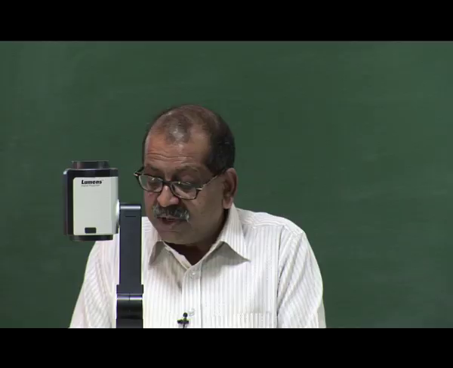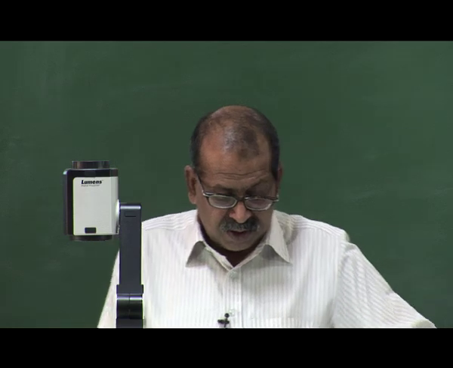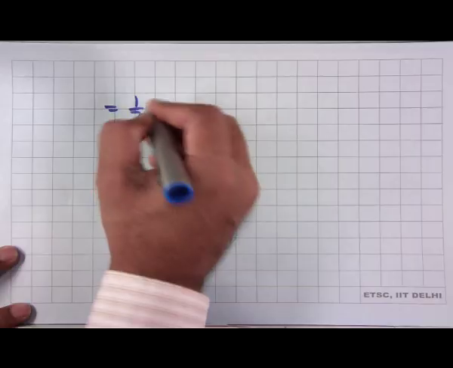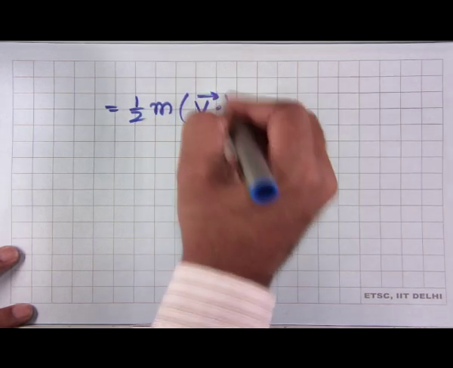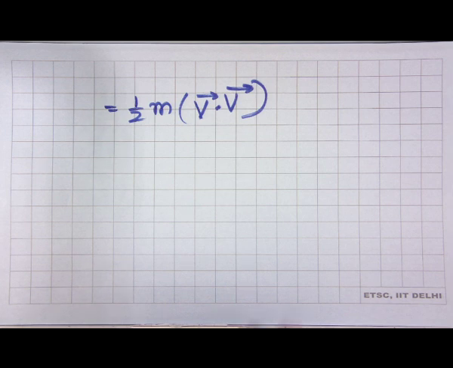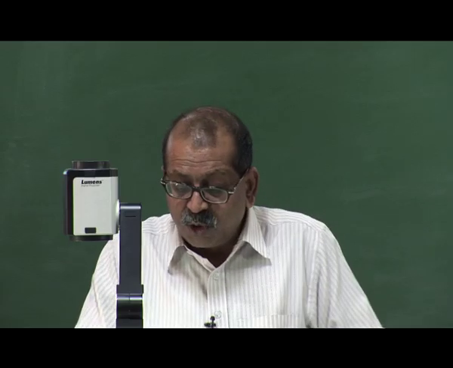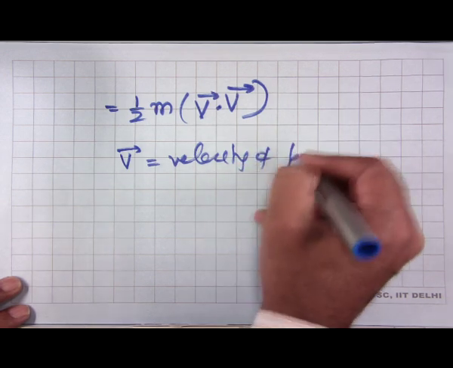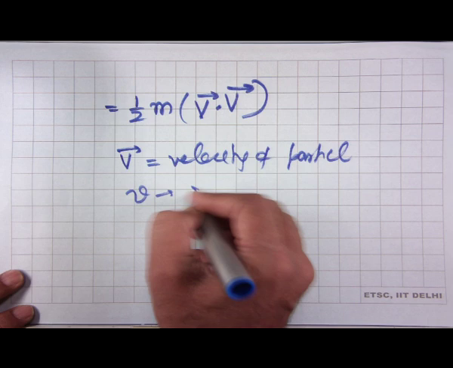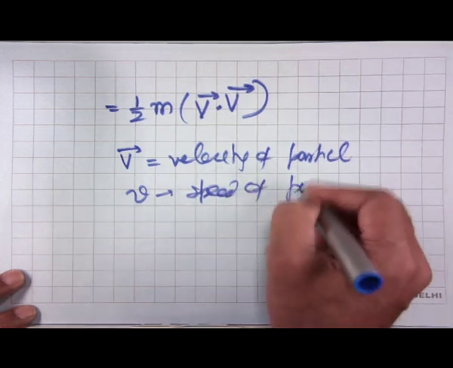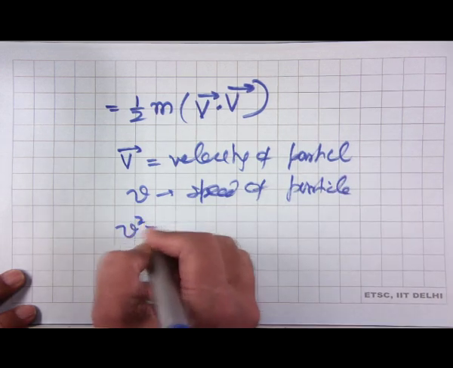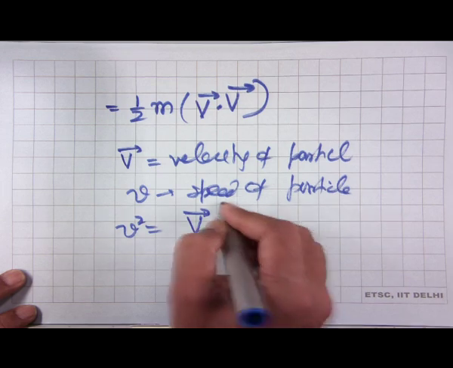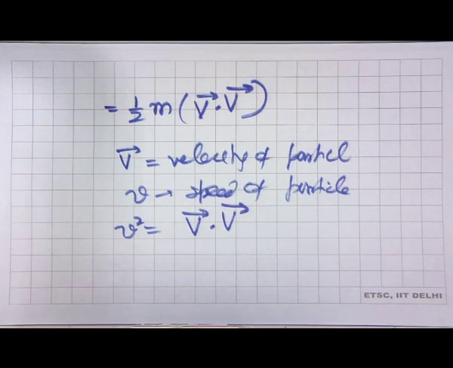So, kinetic energy is defined as half mv square, and we can also write it as half m times vector v dotted with vector v. Here v is the velocity of the particle, small v was the speed of the particle, and what we know is that v square is equal to the dot product of the velocity with itself. So, kinetic energy is equal to half mv square.